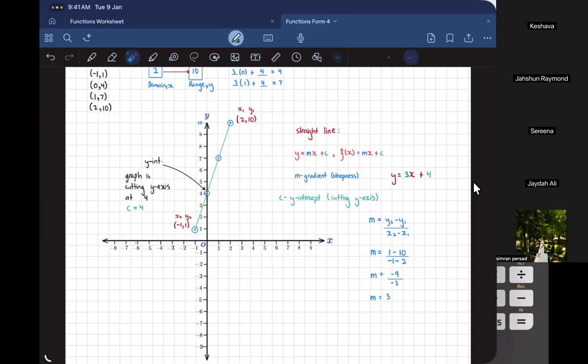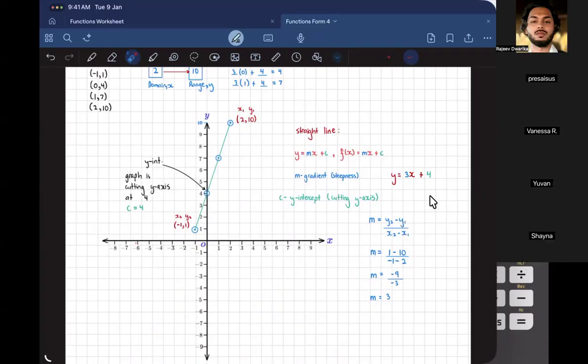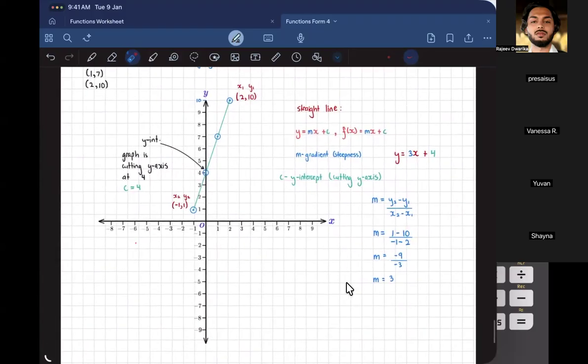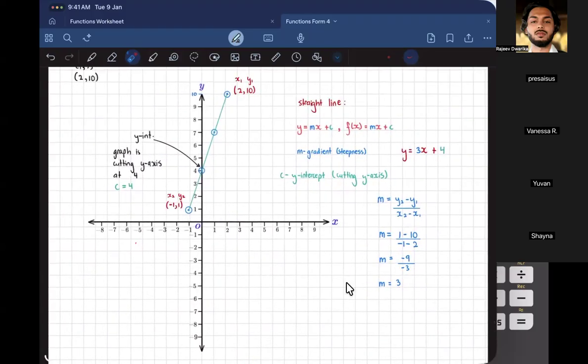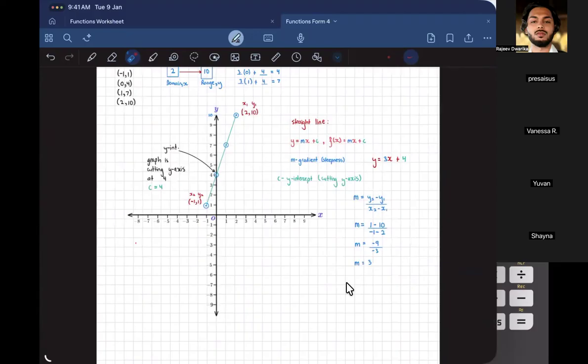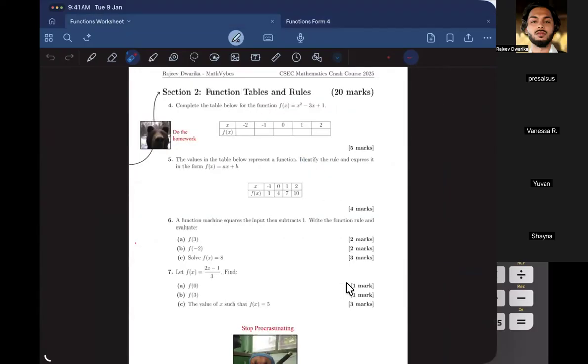Keshava? I will be honest, man. Are you confused with how I get the y2 and the y1 and where that comes from? But Perseus, you understand the gradient part. Yes, sir. Okay, good. Like I said, this is a whole topic I need to do with you all called coordinate geometry. So I understand if you all are confused.